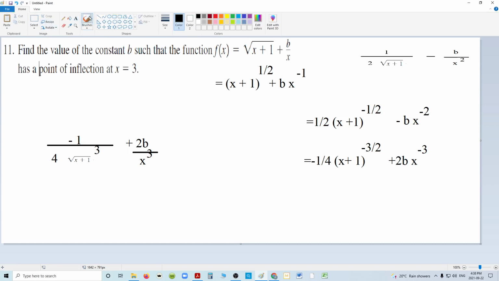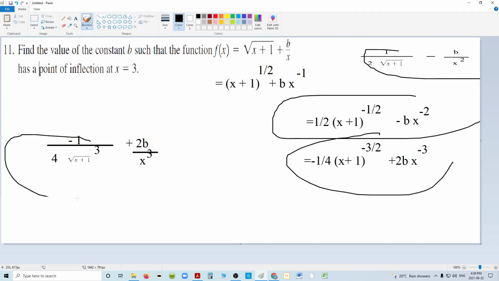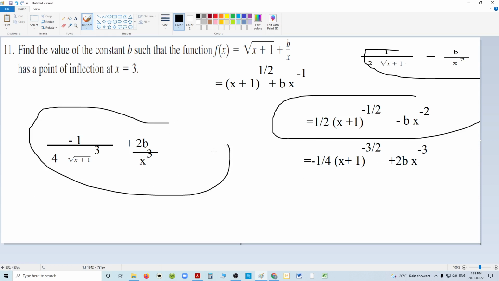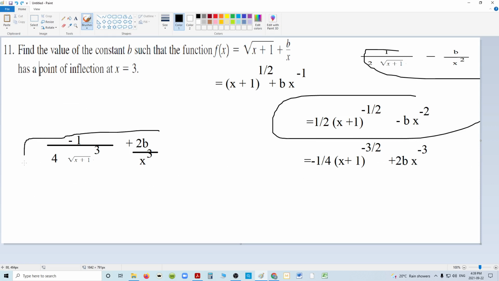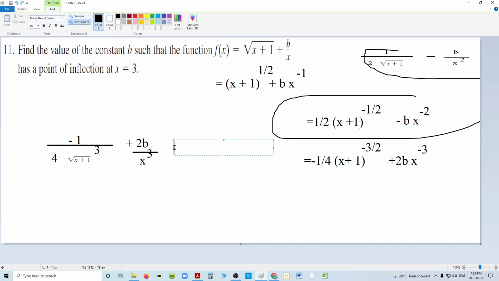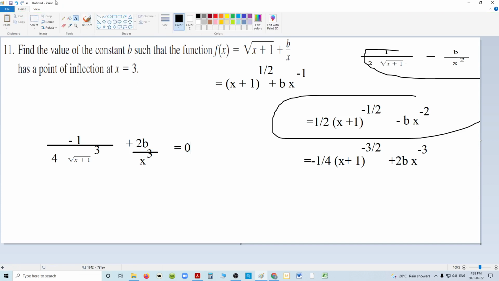This is equal to that, and this is equal to that, but this is just written like a fraction, and this is just written like a single line formula. They both work, except this is easier to do when we now know that if that's the second derivative, a point of inflection occurs when the second derivative is equal to 0. So this whole thing is going to be equal to 0. And it's going to be equal to 0 when x is 3, which means I can put 3 in there.